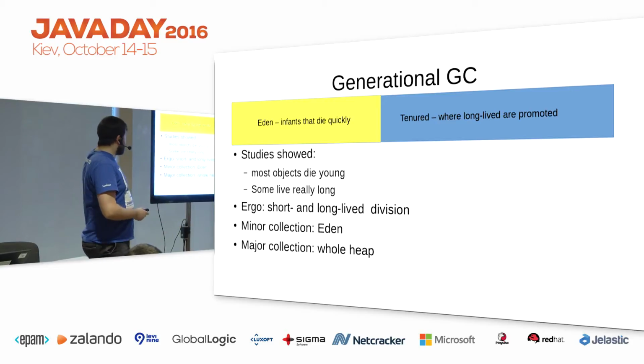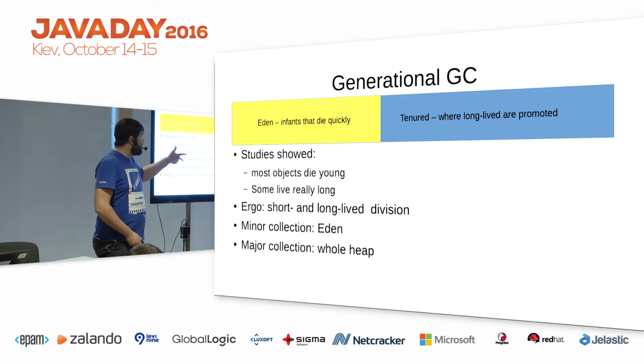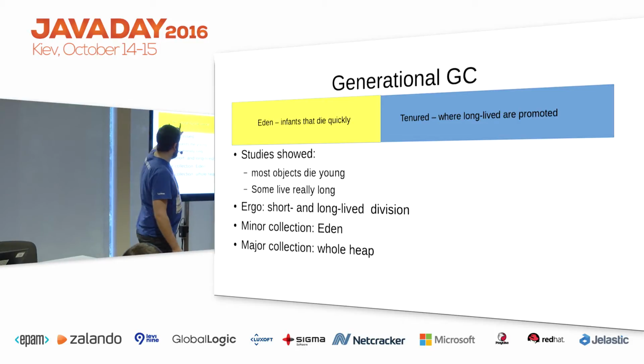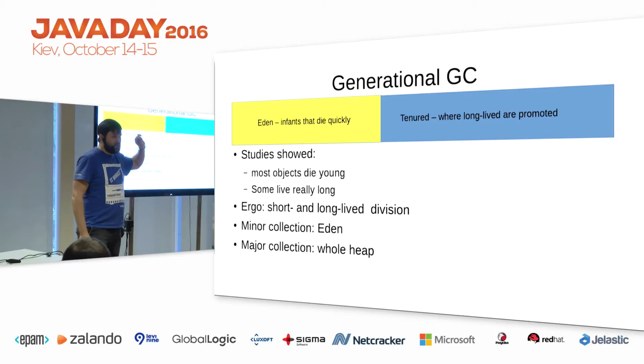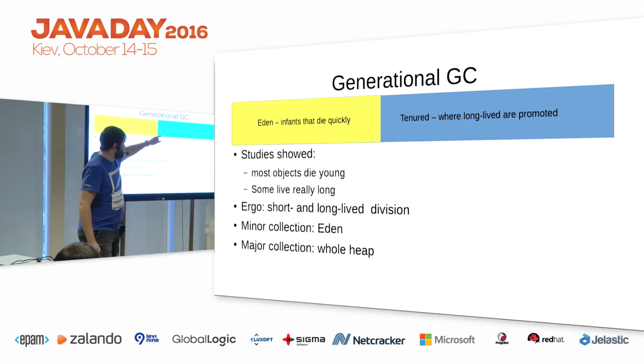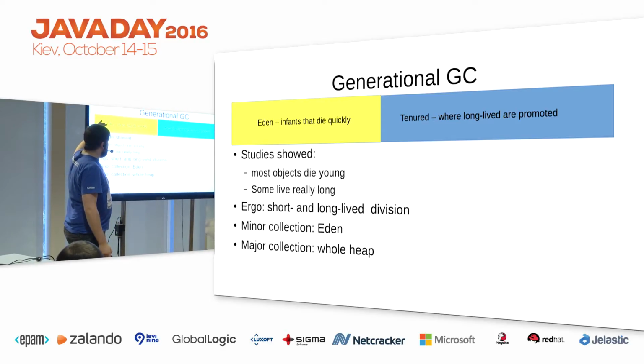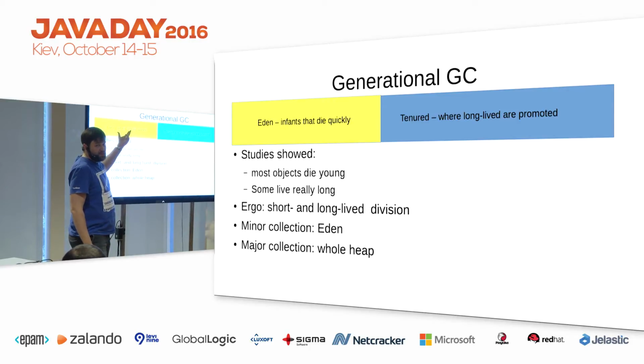So with that in mind, they divided the heap into Eden and tenured. That is not the true division, because there are also survivor spaces here. Still, Eden is where objects are allocated. When you cannot allocate an object, then a garbage collector run happens, the so-called minor collection, because it tries to run over here.